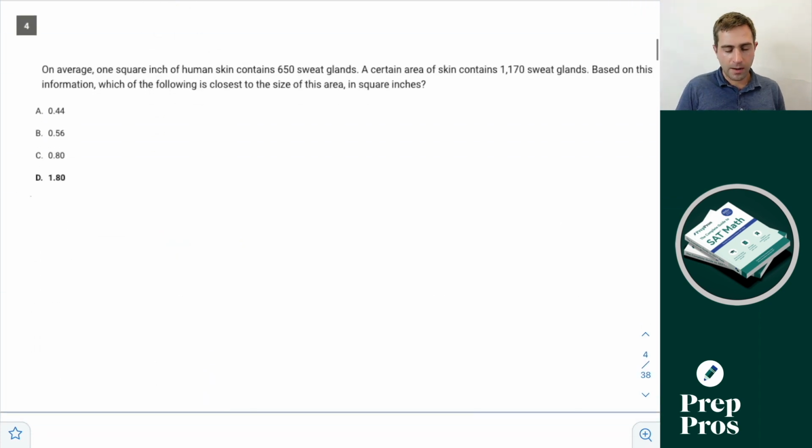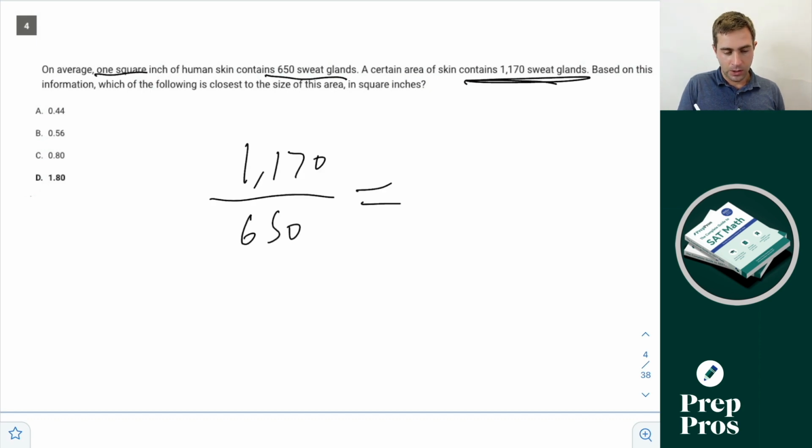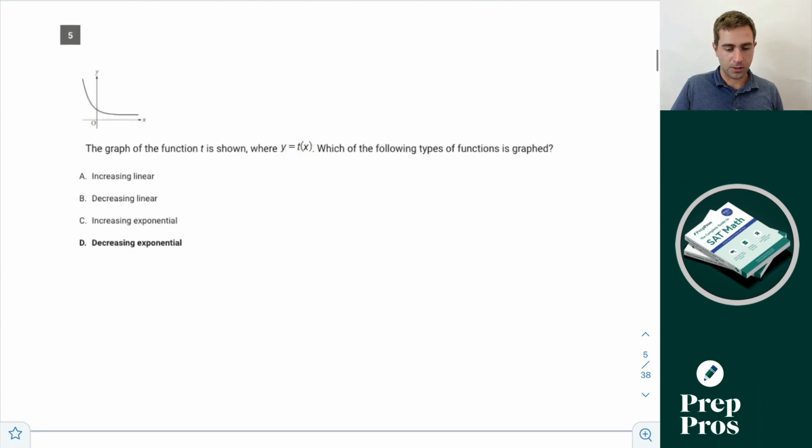All right. On average, 1 square inch of human skin contains 650 sweat glands. A certain area of skin contains 1,170 sweat glands. Based on this information, which of the following is closest to the size of the area? Well, 1 square inch has 650, so we can simply do 1,170 divided by 650, which is going to be greater than 1. Therefore, we can tell that D is correct.